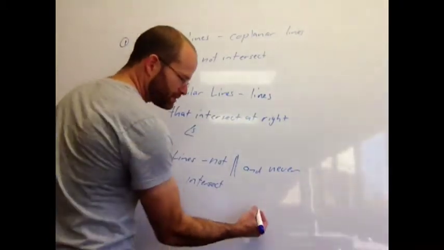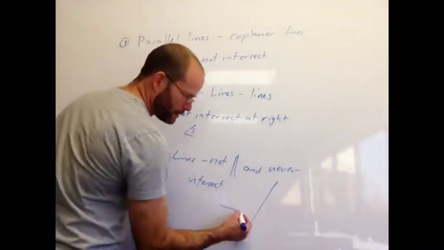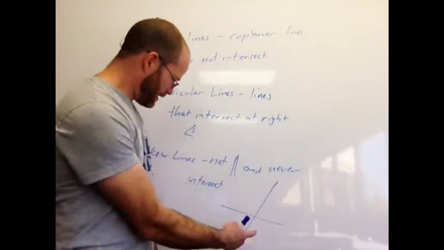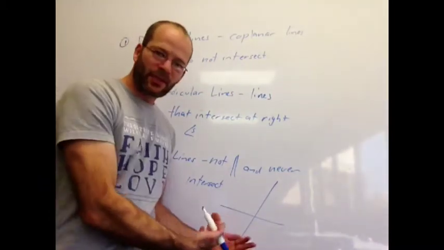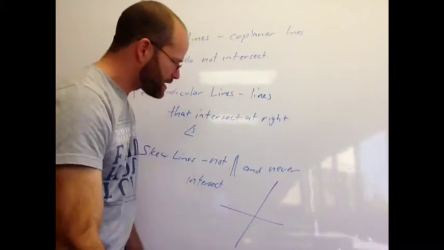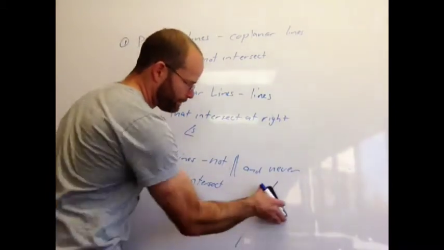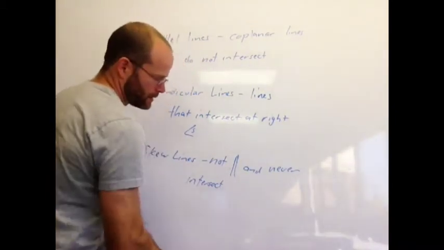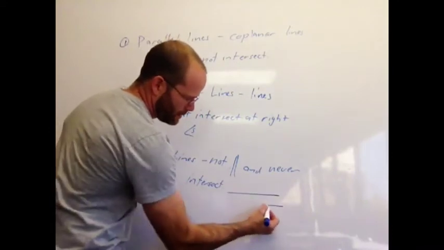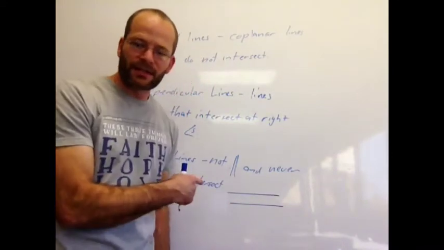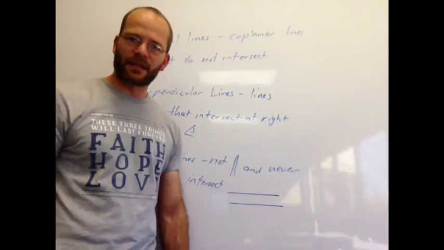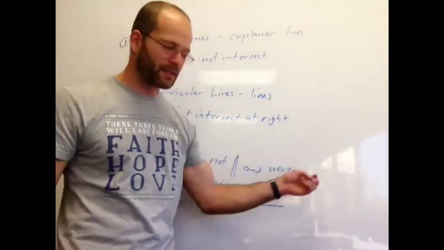If I try to draw skew lines here on the whiteboard, there's no getting around it. They intersect. There's just no way for me to draw 2 lines on the board that don't intersect. You say, well, wait a minute, Mr. Picard, what if you draw them like this? Those lines don't intersect, yeah, but they're parallel actually, right? If I continue them on forever, they'll never intersect.